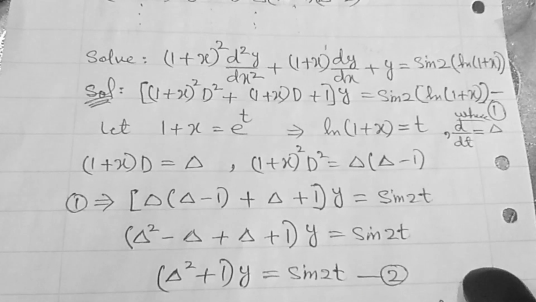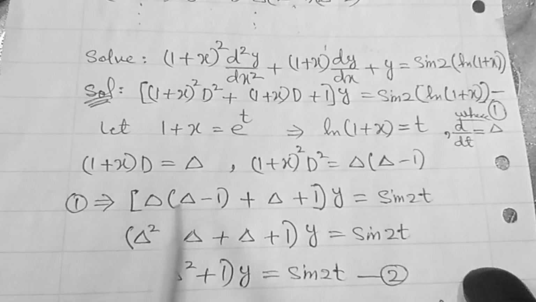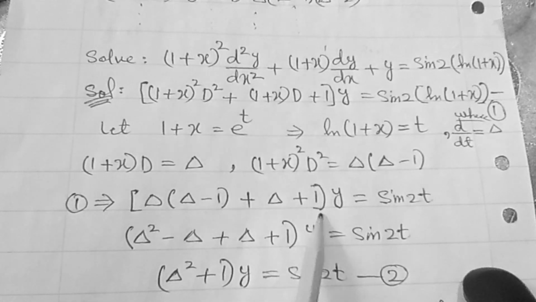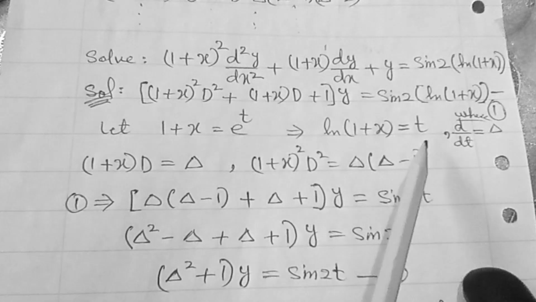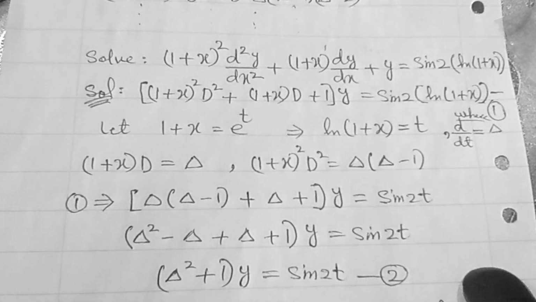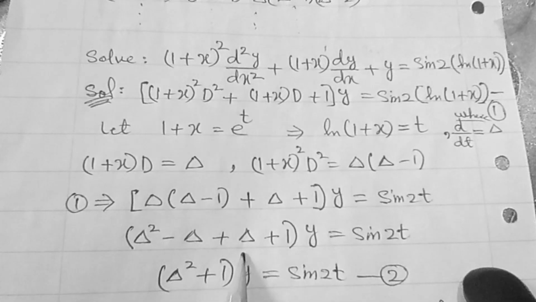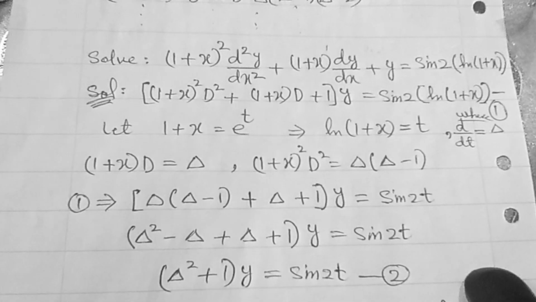After substituting in equation number 1, we obtain [δ(δ − 1) + δ + 1] y equal to sin 2t, because the whole angle is equal to t. This will be written as (δ² − δ + δ + 1) y equal to sin 2t. The δ will be cancelled out, giving (δ² + 1) y equal to sin 2t. This is our equation number 2.